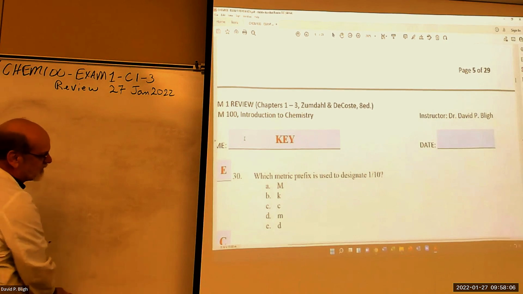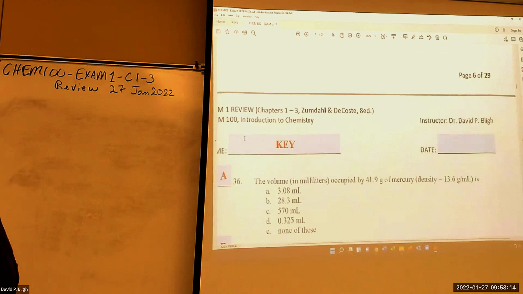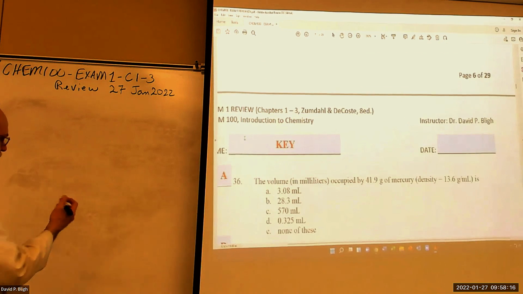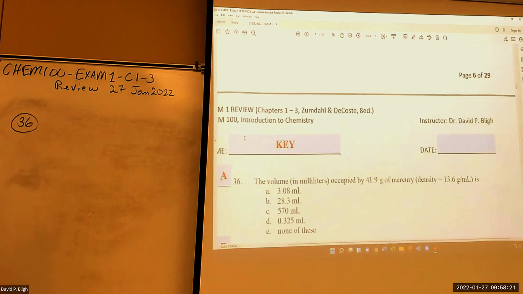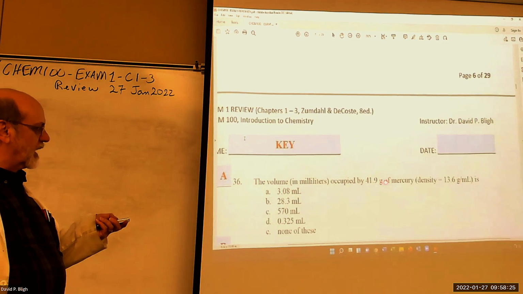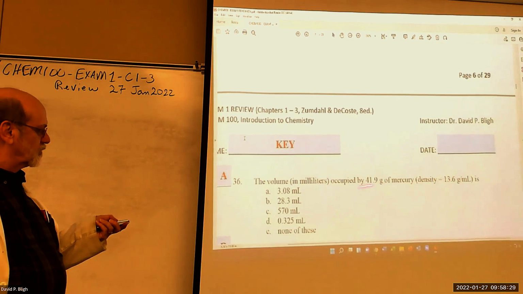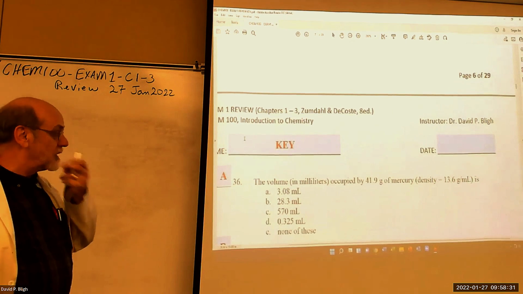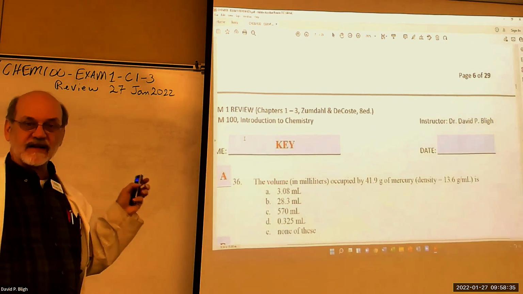Test your knowledge of prefixes. Let's see, skip down to 36. Yep, there it is. 36. The volume in milliliters occupied by 41.9 grams of mercury, which has a density of this, is what? Okay. So the question is volume. What's the volume?